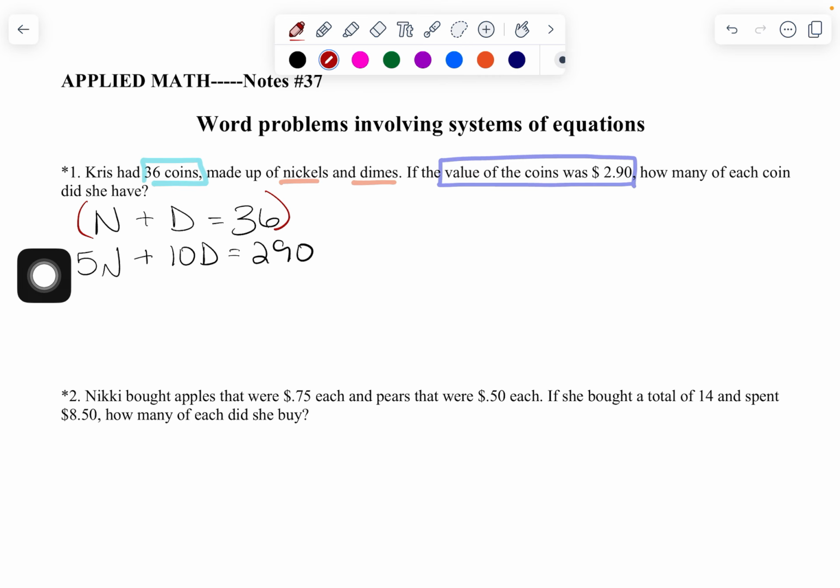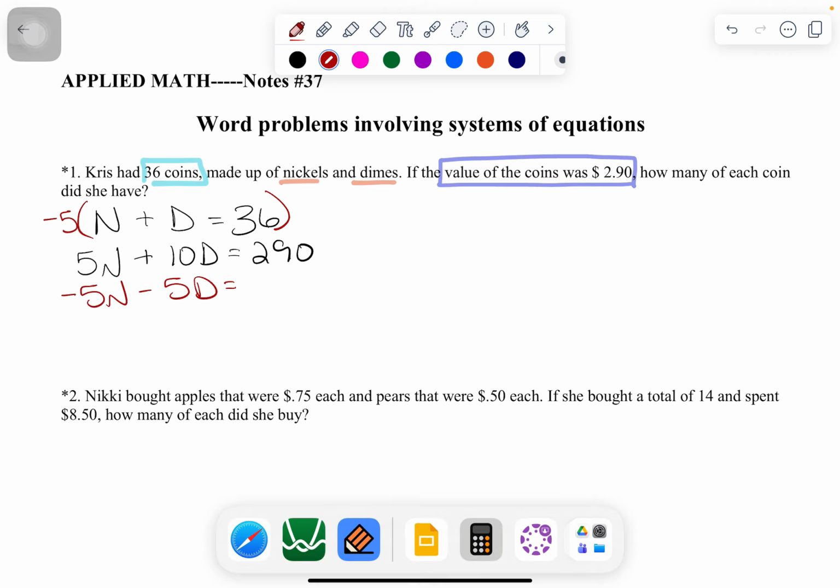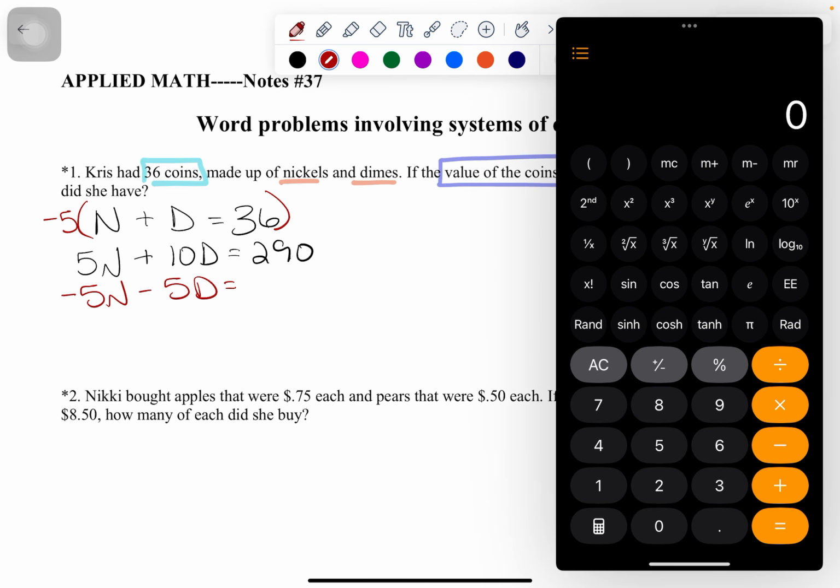This bottom equation has a positive 5N, so I want to make this top equation have a negative 5N. So I'm going to need to take negative 5 times all the little pieces here. So negative 5N minus 5D equals, negative 5 times 36 is not going to happen in my head, so let me grab my calculator. Let's see here, 36 times negative 5, negative 180. I'm going to leave the calculator up because I'm sure I will need it in a little bit.